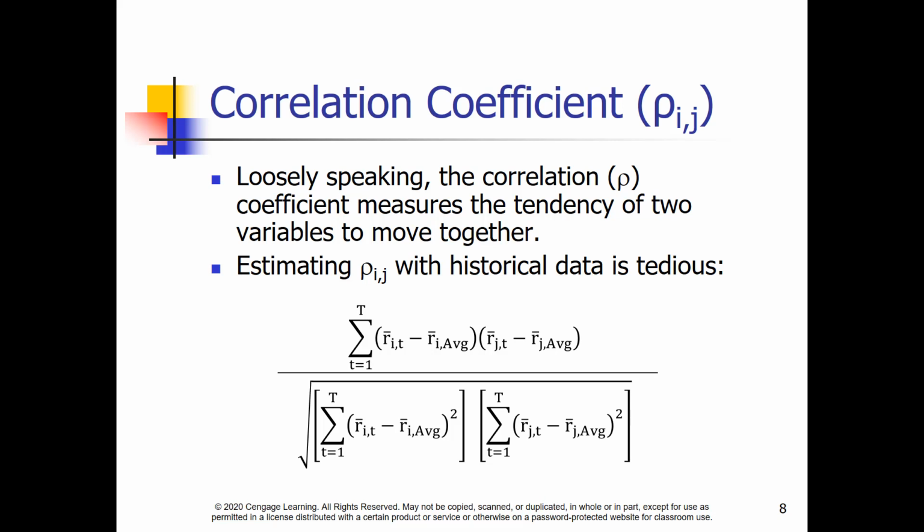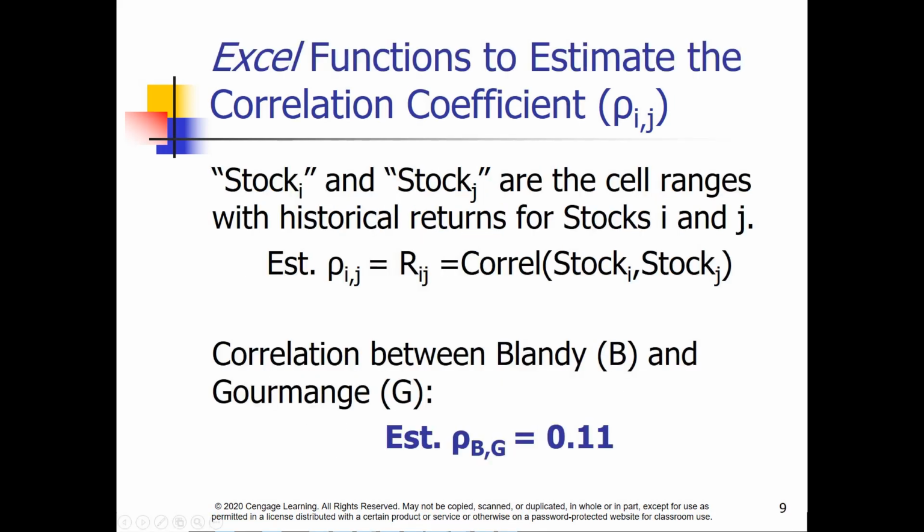Using historical data is tedious, as the slide notes. Basically, the formula is the covariance of Blandy and Gourmand divided by the product of the standard deviations of each stock. Given a correlation of 0.11, with one being perfectly correlated, moving absolutely together, these two stocks can be combined to reduce the overall risk of a two-stock portfolio.